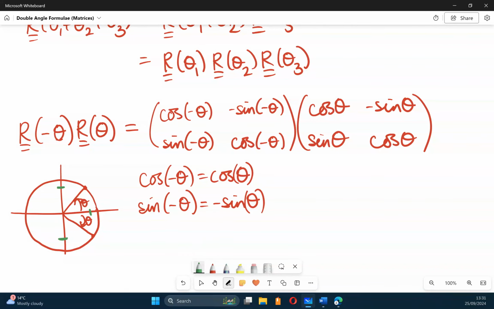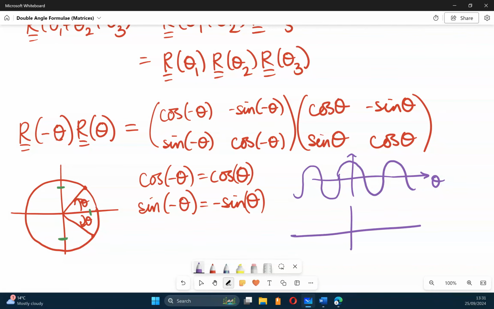And we could also have seen that when we draw our cosine and sine graphs. So cosine looks like this, it's symmetric. But then sine is anti-symmetric. So it looks something like this. So it looks the opposite on one side compared to the other side.